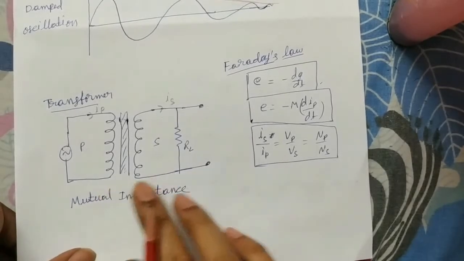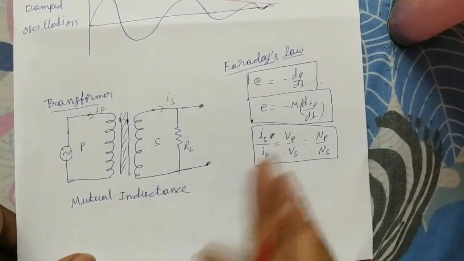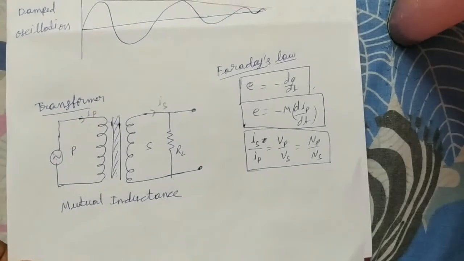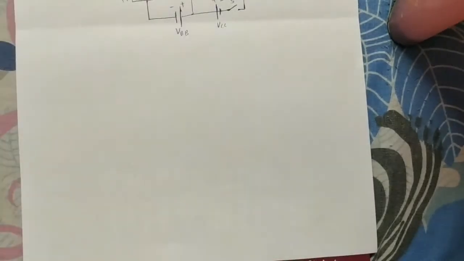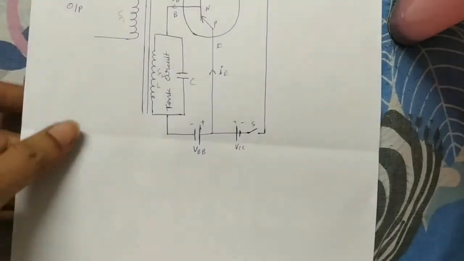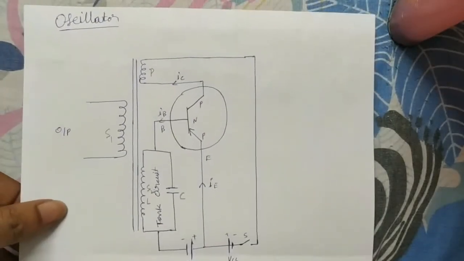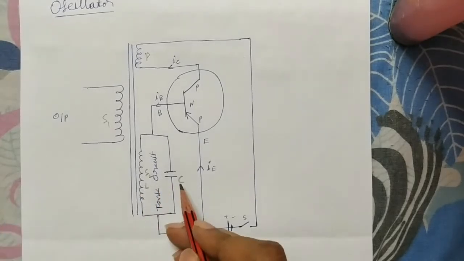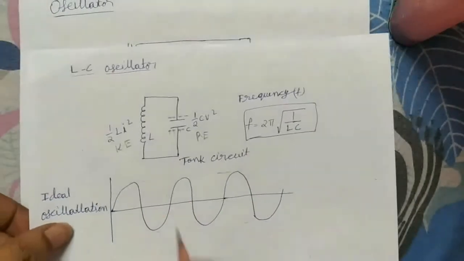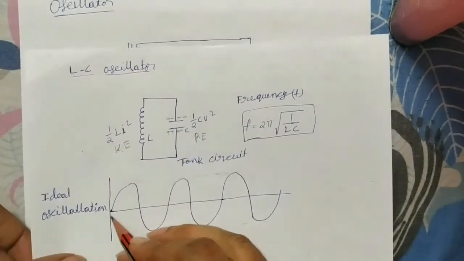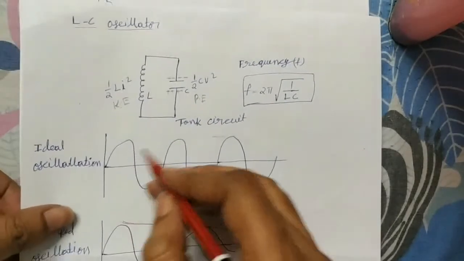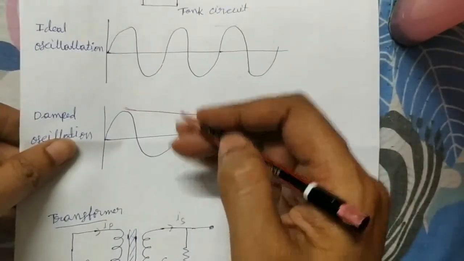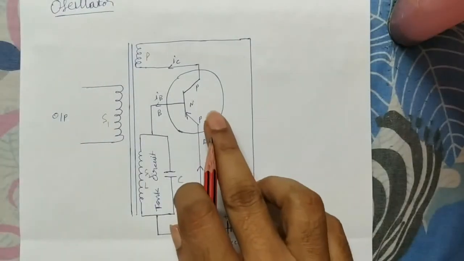This type of circuit is also used in the transistor oscillator. Now we'll see the construction and working of the transistor as an oscillator. A tank circuit, which is a combination of a capacitor and an inductor, tries to generate a wave like this, but it is not able to generate the ideal wave. It can generate only a damped wave. To reconstruct this wave, they use a transformer and a transistor here.